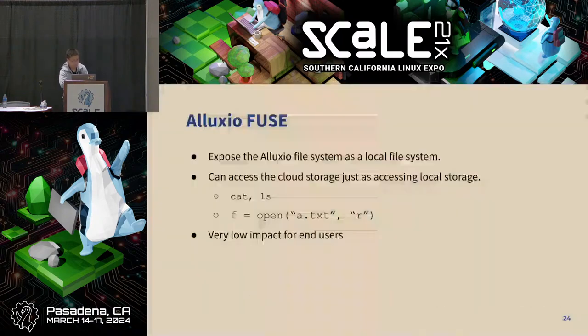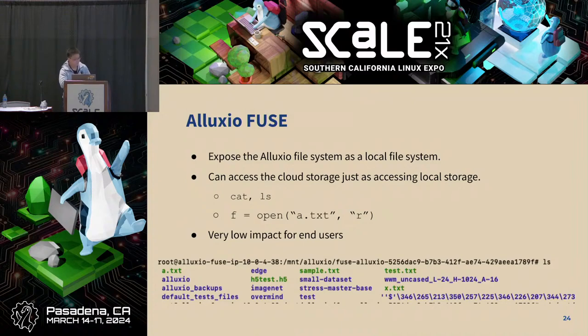So now let's talk about the Alluxio CSI Fuse driver. First, about Alluxio Fuse. Alluxio Fuse is able to expose the Alluxio file system as a local file system, so users can directly access the cloud storage just as they would access a local storage. For example, we can easily do a cat or ls inside the directory, and we can easily open a file. This is simple Python code. We can just treat the files in cloud storage just as local storage. This has very, very low impact for the end users. And here's a screenshot of my S3 bucket. You can see I call ls and it just shows in the terminal just like a local file system.